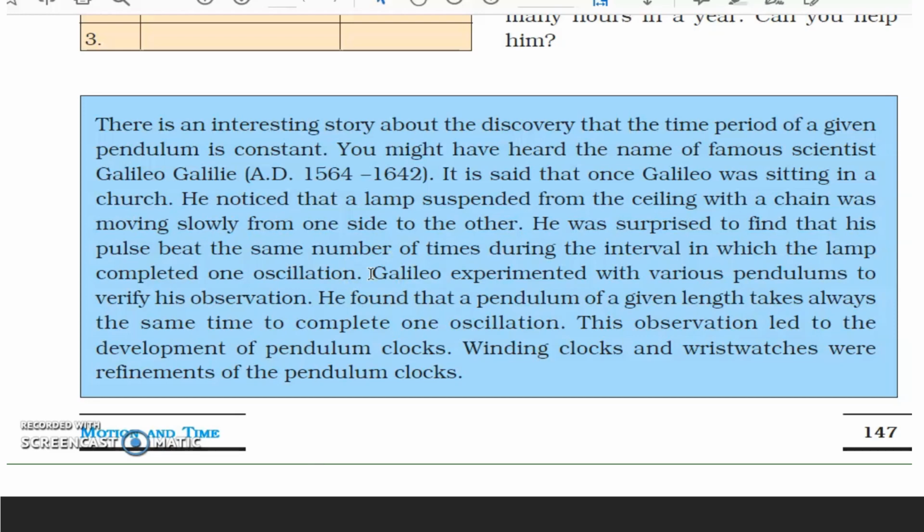Galileo experimented with various pendulums to verify his observation. He found that a pendulum of a given length always takes the same time to complete one oscillation. This observation led to the development of pendulum clocks. Winding clocks and wristwatches were refinements of pendulum clocks.